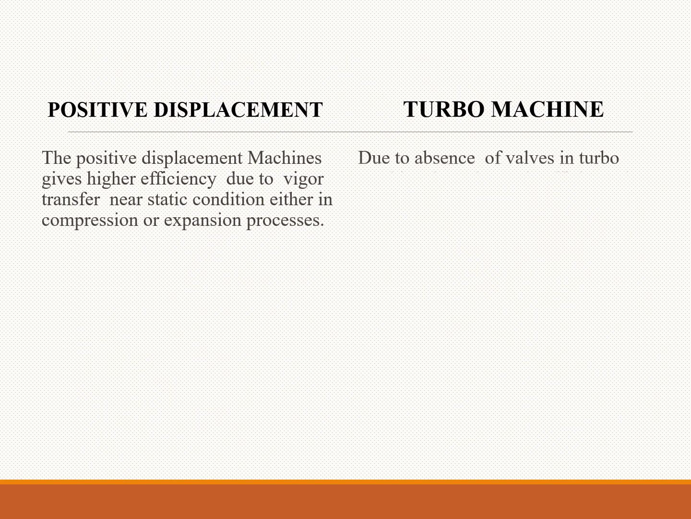A positive displacement machine gives higher efficiency due to energy transfer near static condition, either in the compression or expansion process. In a turbo machine, due to the absence of valves, the volumetric efficiency is high.